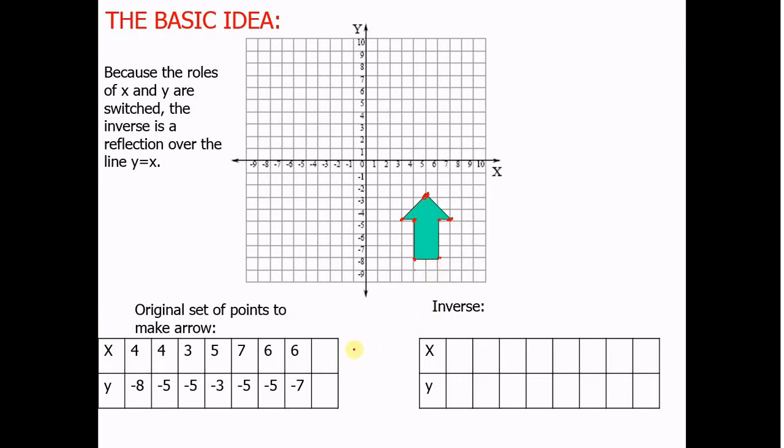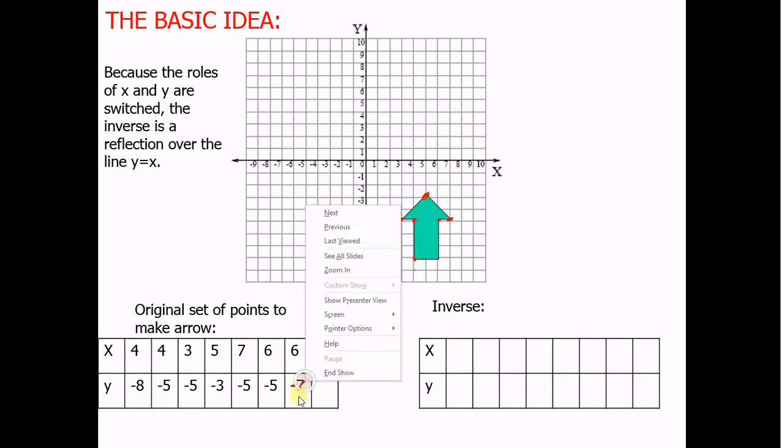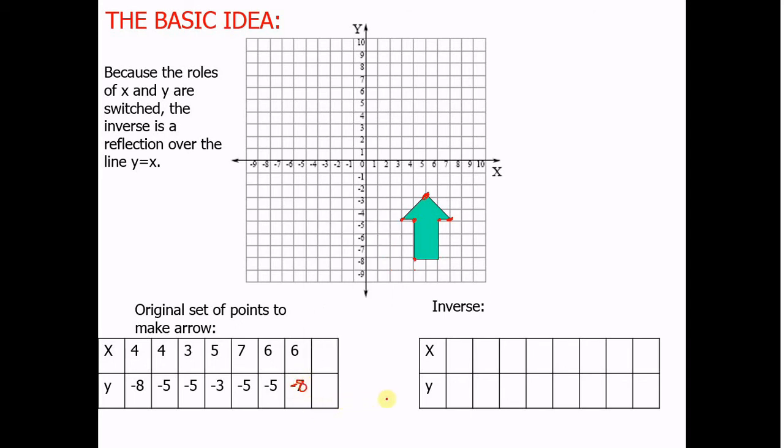Oop, that should be 6, -8. Should be a -8 right there. There we go. Let's fix that. -8. Alright, so now what we're going to do is we're actually going to, for the inverse, take the y values right here and make it our x's. So my x values, I have -8, -5, -5, -3, -5, -5, and -8.